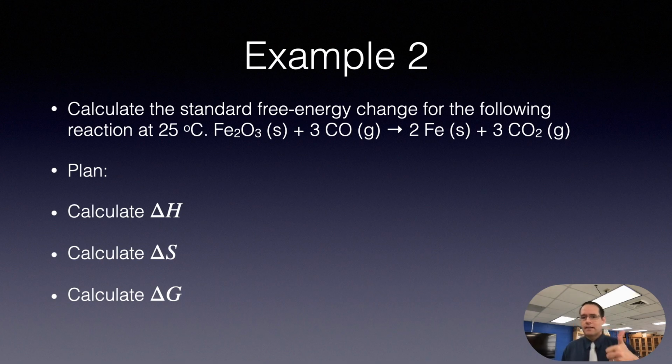We know we need to calculate delta H for this reaction. Then we need to calculate delta S for this reaction. Then we have to use the Gibbs equation to calculate delta G. So it's kind of like 3 problems in one. This is like a final exam kind of question because it reviews enthalpy, entropy, and everything else.